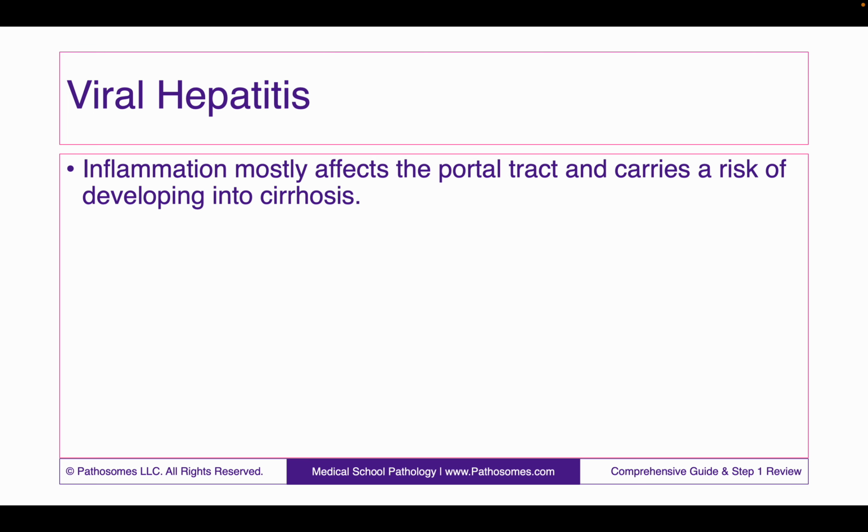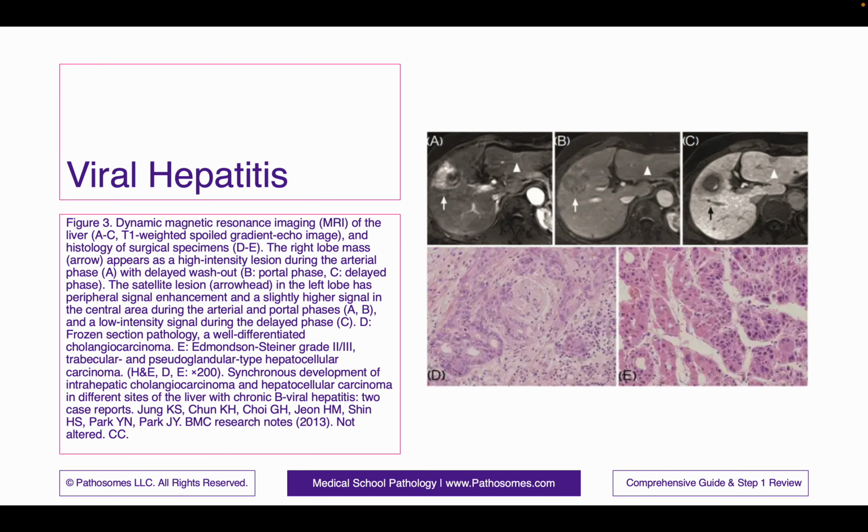Inflammation mostly affects the portal tract and carries a risk of developing into cirrhosis, right? You know what cirrhosis is, with those fibrotic nodules. Speaking of which, we know that viral hepatitis can not only cause inflammation, but it can also lead to the progression of malignancies, right? As we see here. If you take a look, we have various imaging from radiologists as well as pathology micrographs. Now, what this is showing in the imaging is an MRI with a right lobe mass with a high intensity lesion, okay?